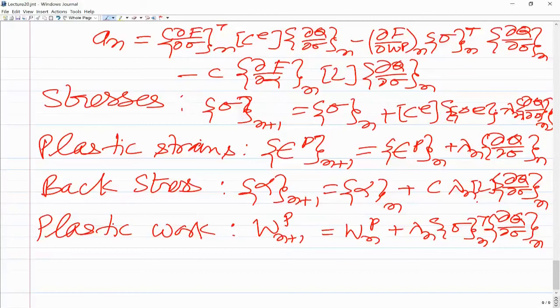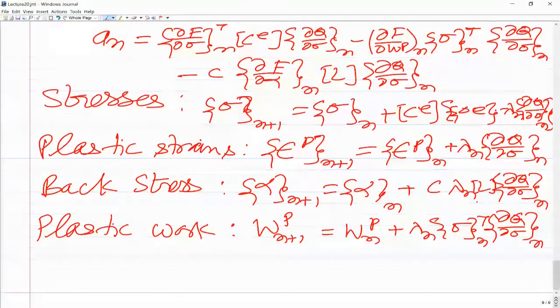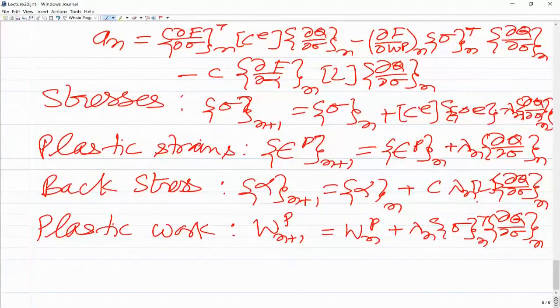So I think this is what I wanted to discuss on elastoplasticity, although this itself is a subject in itself. But in a few lectures I have tried to give the basic essence of elastoplastic analysis using finite elements, how to do that. You can find books on computational plasticity, like 1,000 page books, 500 page books on computational elastoplasticity. So this is a very brief treatment I have given here.